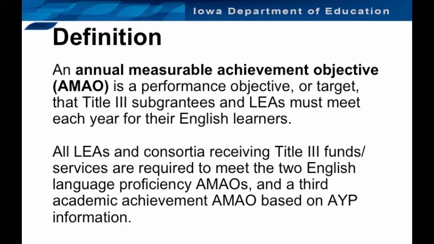By way of definition, an annual measurable achievement objective, or AMAO, is a performance objective or target that Title III subgrantees and local education agencies must meet each year for their English learners. All LEAs and consortia receiving Title III funds and/or services are required to meet the 2 English language proficiency AMAOs and a 3rd academic achievement AMAO based on AYP information.